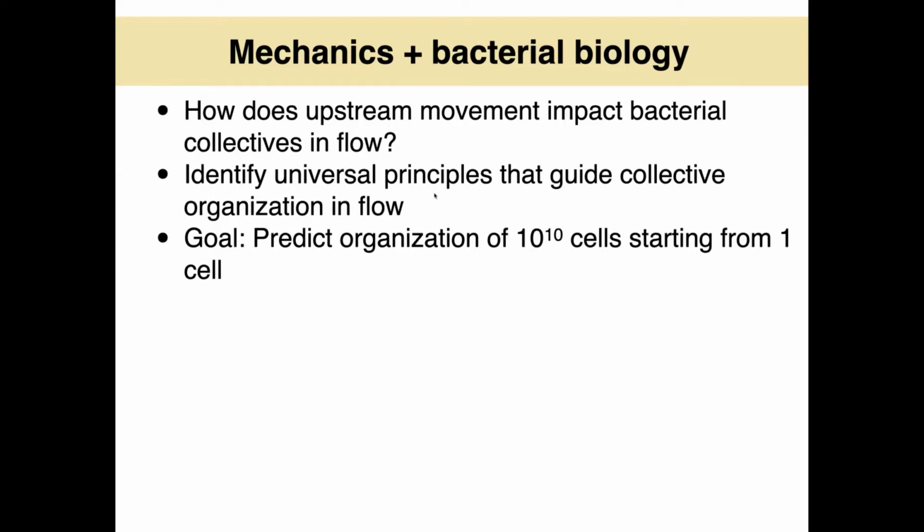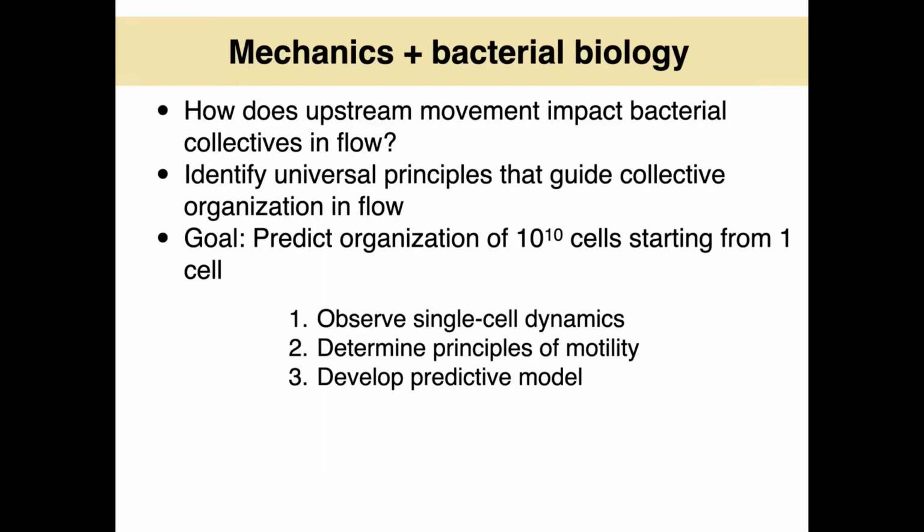So we're trying to identify universal principles. And what we'd like to do is be able to predict the organization of a large number of cells starting from one cell. Maybe one of the reasons this is important is, if I have a cut on my hand and a small number of bacteria get in, maybe one bacterium gets in, what's going to happen to that bacterium? Where does it go? What kind of structures does it form? And how is it going to affect you? That's where we started.